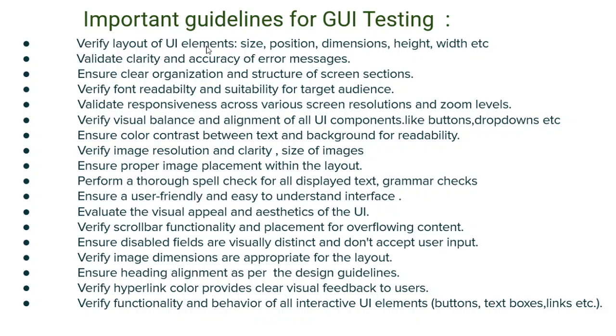Verifying layout of UI elements: size, position, dimensions, height, width, etc. Now we know that in a website there can be different types of UI elements like buttons, links, dropdowns, header, logo, input field, radio button, etc. For all those UI elements, their position matters a lot: whether they are in the right position or not, how their alignment is, what the ideal size for those is, whether the height and width are correct or not. All these things we have to validate during GUI testing.